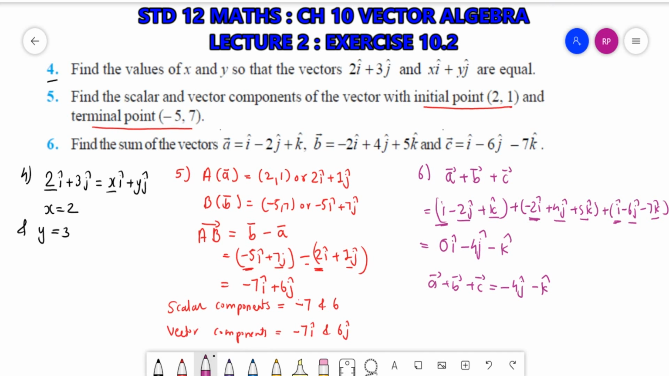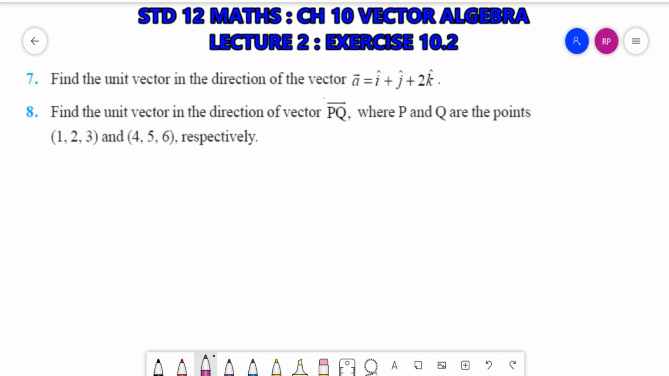Now let's move to the next questions. Question number 7. Find the unit vector in the direction of vector A equal to i plus j plus 2k. So here vector A is given as i plus j plus 2k. Okay. So now the unit vector in the direction of this will be equal to the vector upon its magnitude. So it will be i plus j plus 2k. And its magnitude is under root of x square plus y square plus z square.